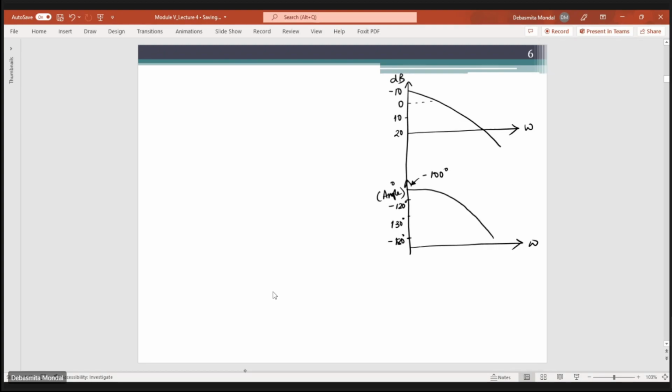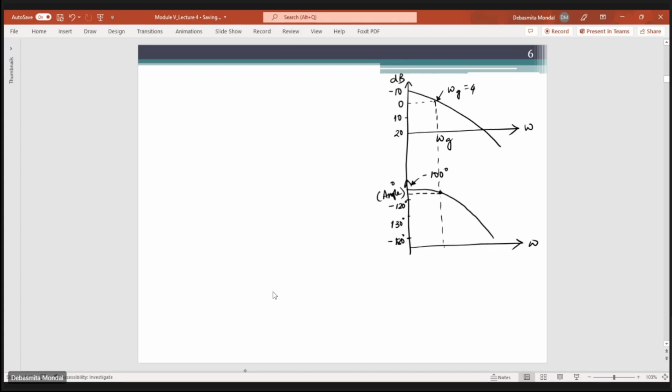The gain crossover frequency is the frequency at which the gain plot crosses the 0 dB line. So let us say that this frequency is omega g. This is the gain crossover frequency. At this gain crossover frequency you have to find out the value of the phase angle. So this phase angle will be some value. From this plot you will see that the value of omega g is equal to 4.